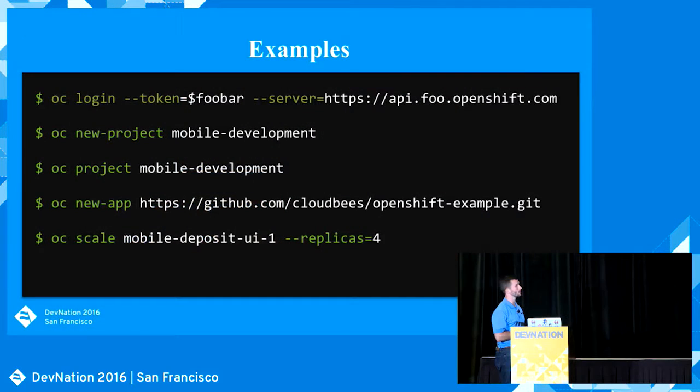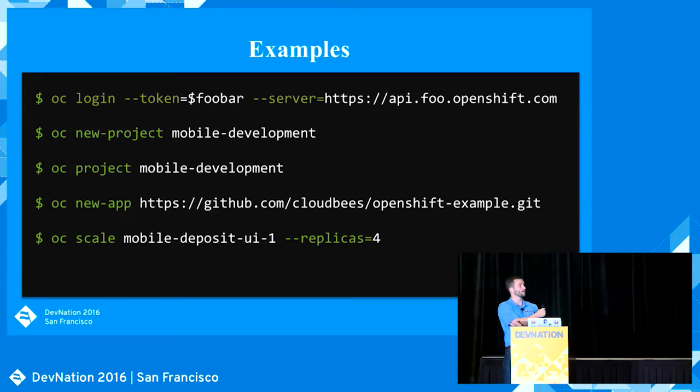So examples. As I mentioned, OpenShift v3 in particular has a really nice CLI. Here are just a few examples of using the CLI. Okay, oc login. You can imagine what that does. oc new-project. So I told you a project is essentially a first-class namespace. It's where you're going to do things.